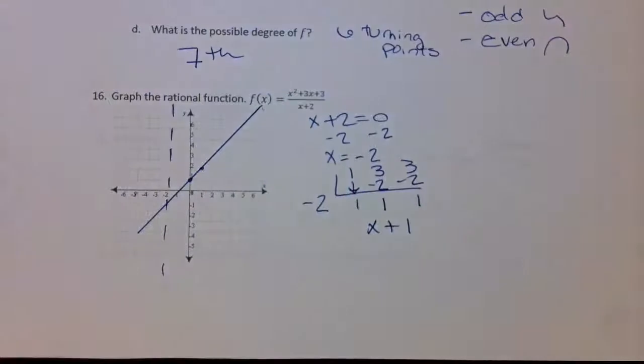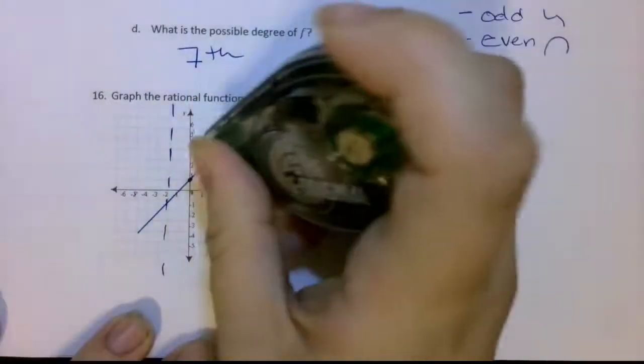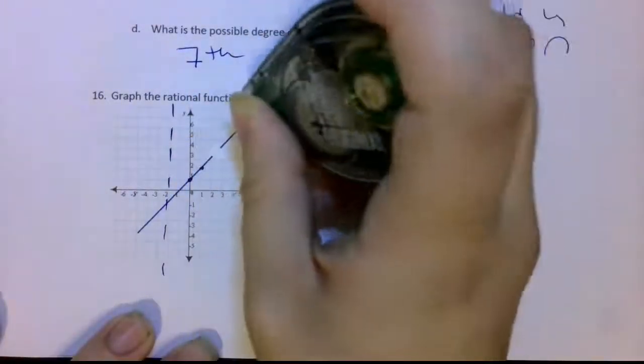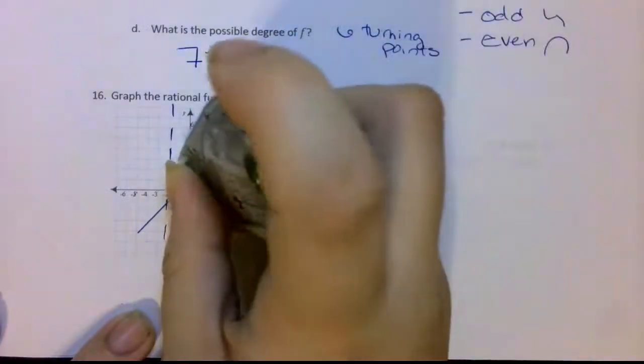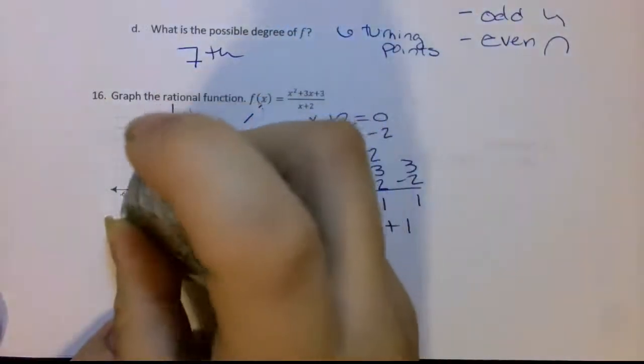Oops, this was an asymptote. Should be dashed. Okay.